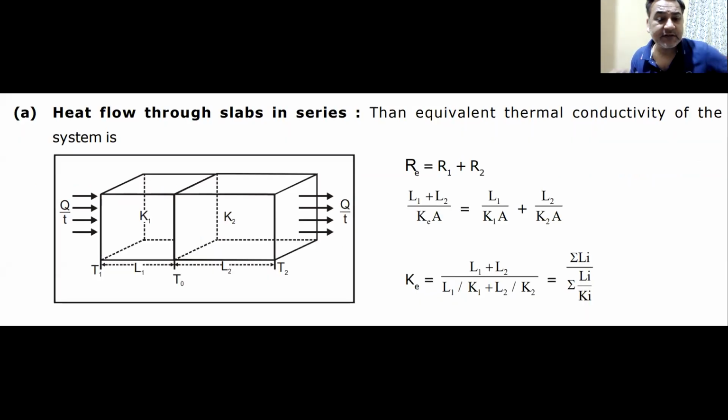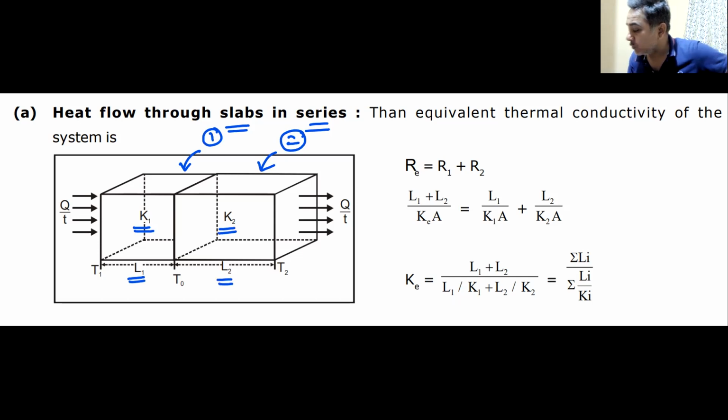then comes this important thing: heat flow through slabs in series. Do we see here two slabs? This is slab number 1 and this is slab number 2. Slab number 1 has thermal conductivity K1 and length L1. Slab 2 has thermal conductivity K2 and length L2. The area of cross section of both is the same and it is taken as A.